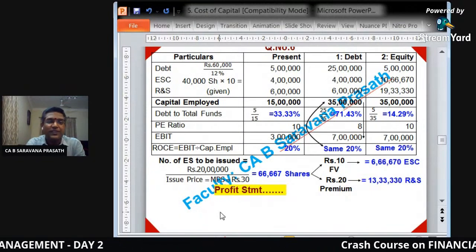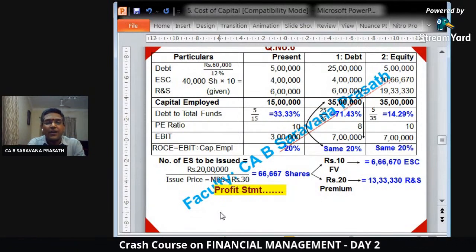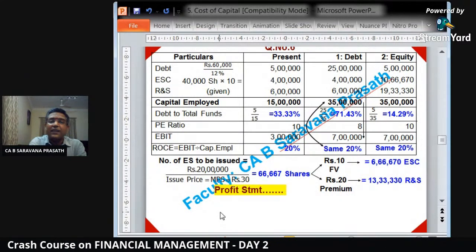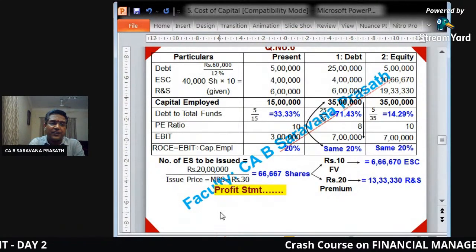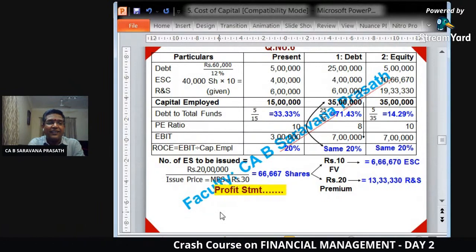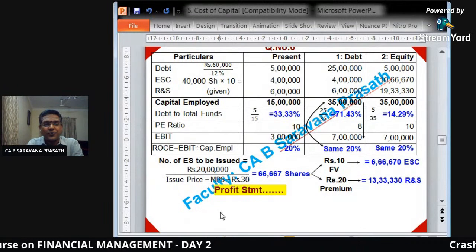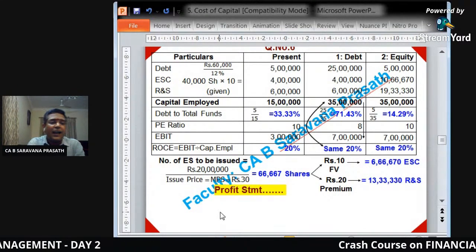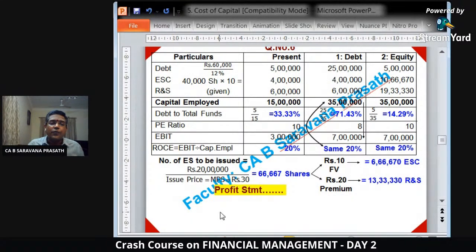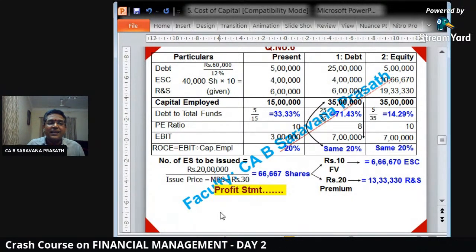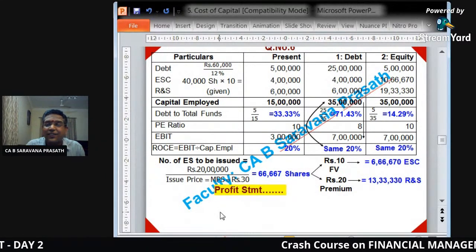I will continue in the present column itself. As per the question, debt divided by debt plus equity, 5 divided by 15, where debt plus equity is capital employed, is equivalent to 33.33%. Since it is less than 35, it will be 10 times P/E ratio. I would also like to do one more calculation because the question says if you pump more money in the business, it will earn at the same rate. I repeat, same rate as the funds already employed.